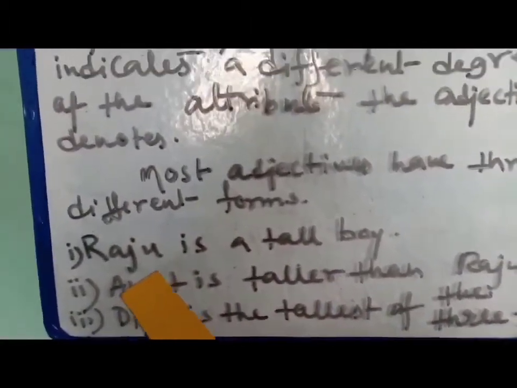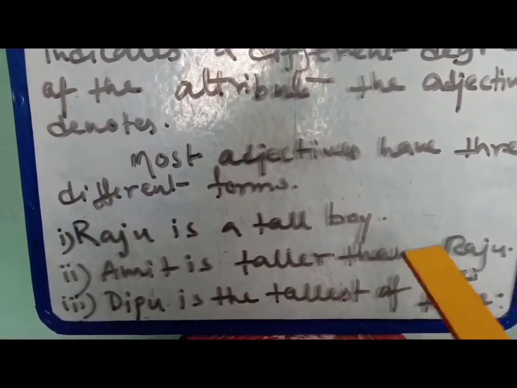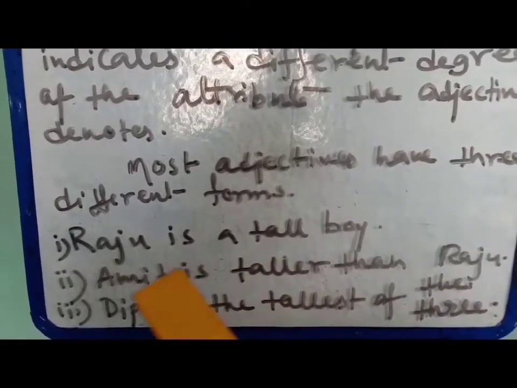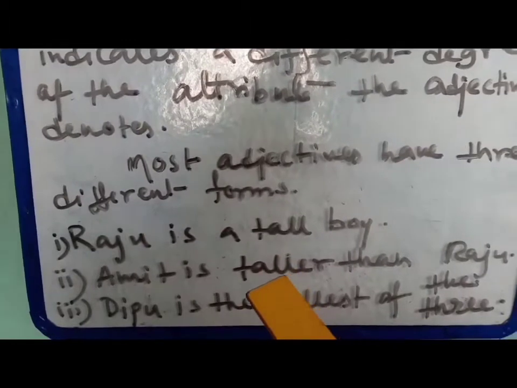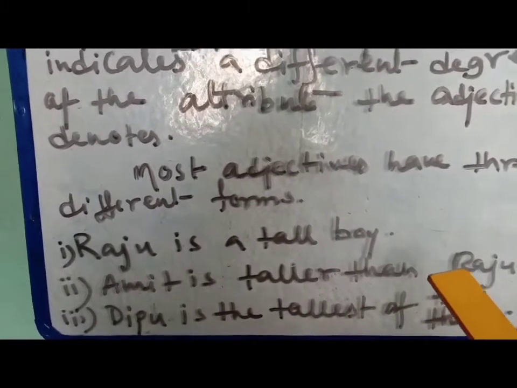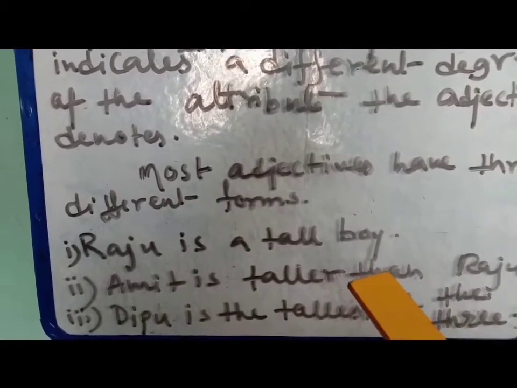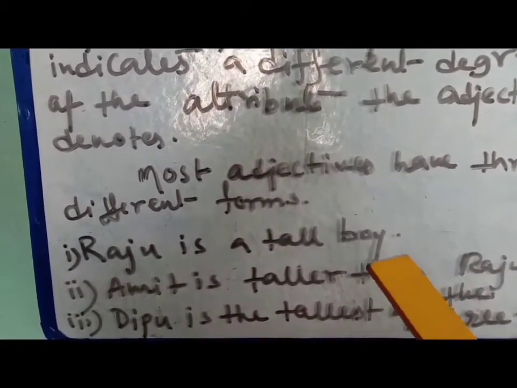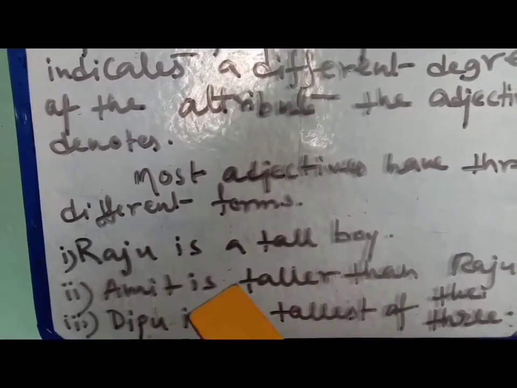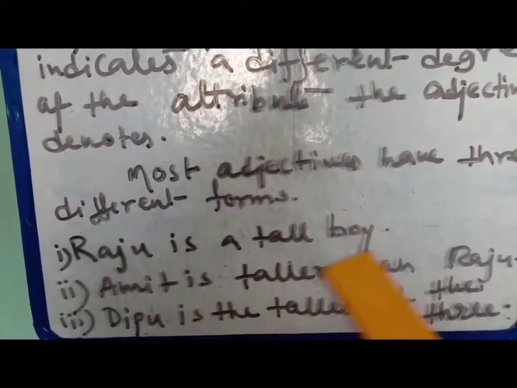Second one, you see, Amit is taller than Raju. How many nouns are there? Amit and Raju. There is a comparison between these two. Who is the taller one? Amit is taller, and Raju is shorter than Amit. So here this adjective has the characteristic of comparison. So this one is the comparative degree.